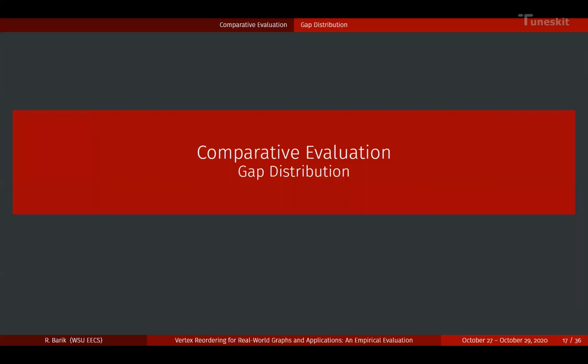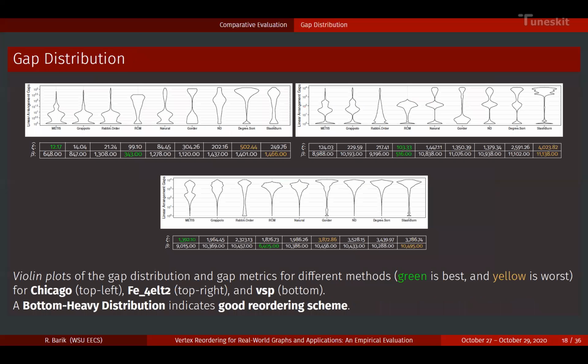We also take a look at the distribution of gaps in input graphs and what the distribution profile looks like for different reordering schemes. For this, we used violin plots, and here are the results for 3 of the input graphs, which produce quite a varied profile across the orderings. The observations here are that the distributions, as we can see, are multimodal in nature, and the long tails are characteristics of log normal distribution, which show the skewedness in gap distribution. So visually speaking, a good reordering scheme would be one which has a bottom heavy distribution.